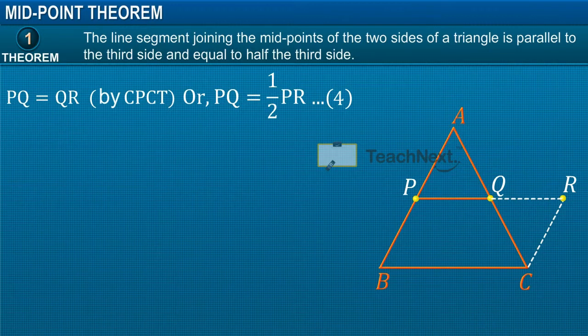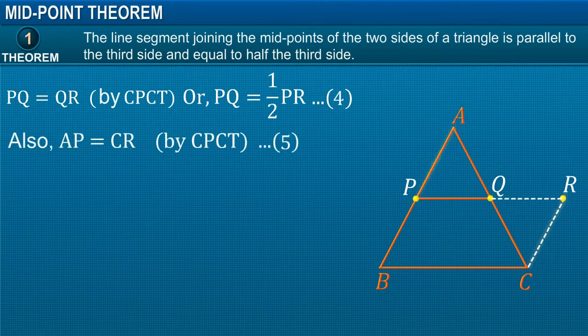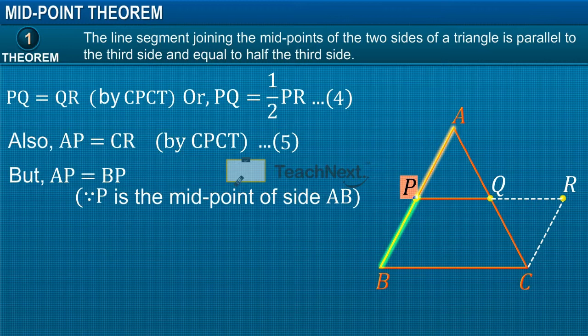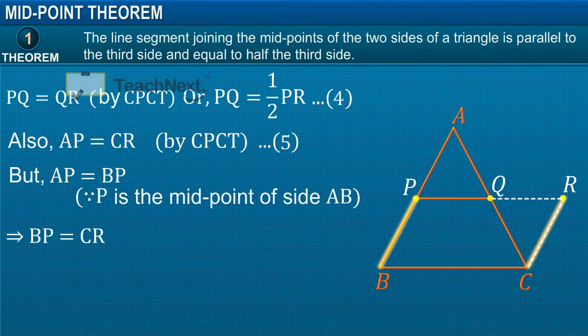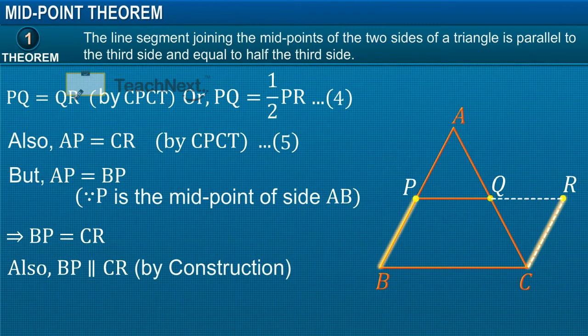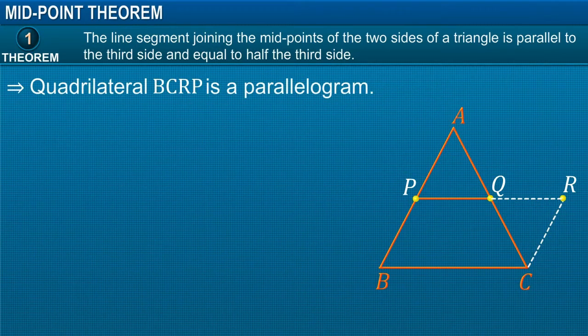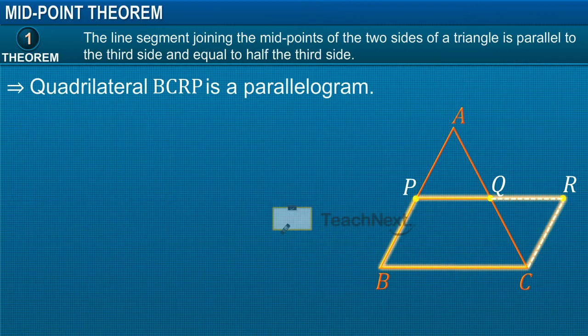Also, AP is equal to CR, but AP is equal to BP, since P is the midpoint of the side AB. This implies BP is equal to CR. Also by construction, BP is parallel to CR. Thus, in the quadrilateral BCRP, we have a pair of opposite sides, BP and CR, that are equal and parallel. This implies quadrilateral BCRP is a parallelogram.